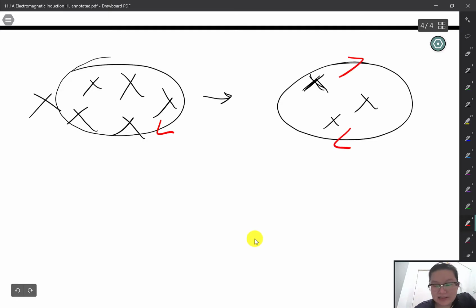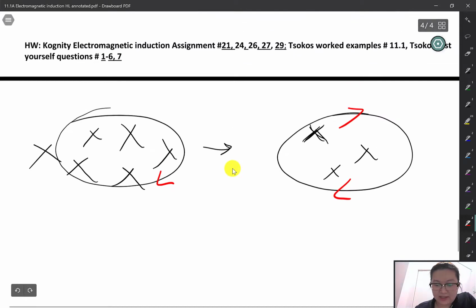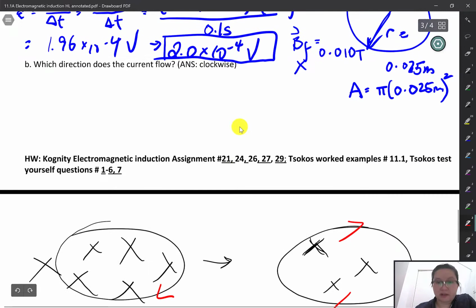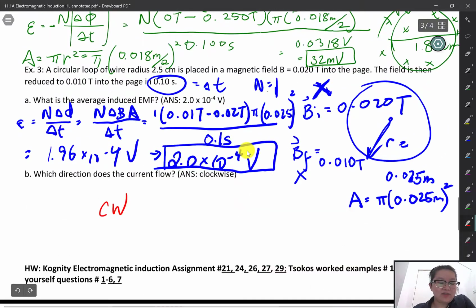So that is how you deduce the fact that the magnetic field, the current, the induced EMF will produce a current through this wire that is clockwise, okay? So we also get clockwise. All right, okay, so that was A versus B.